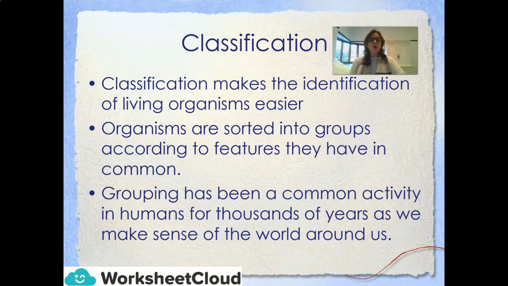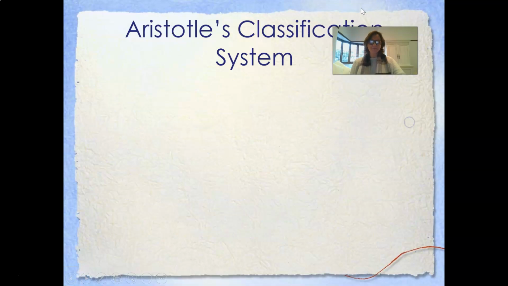Grouping has been a common activity in humans for thousands of years as we make sense of the world around us. Just think about the groupings of you in primary school right now. You go from grade 1 to grade 2 to grade 3, 4, 5, 6, and eventually to 7, and then you go into high school. So you are also classified according to your ages.